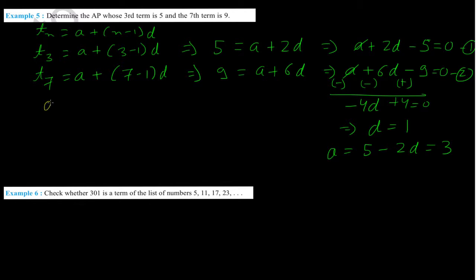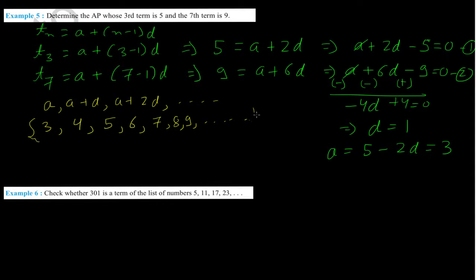So how do we write an AP? A, a plus d, a plus 2d, and so on. So we have 3, plus 1 is 4, 4 again you add 1, you will get 5: 3, 4, 5, 6, 7, 8, 9 and so on. So you can also check that the third term is 5 and the seventh term is 9. So this is our AP.